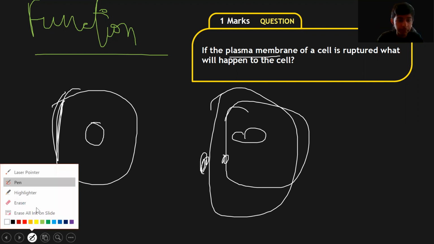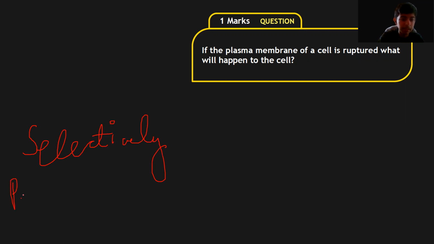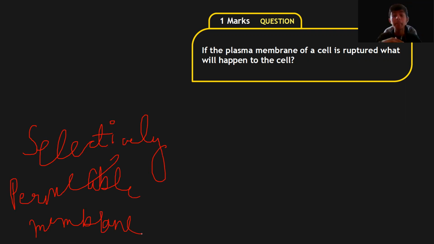What is it called? It is called a selectively, or you can say semi-permeable membrane, because it allows the entry and exit of only limited, or we can say certain, substances in and out of the cell. Clear? So whatever substance has to enter the cell, it has to pass through the plasma membrane.